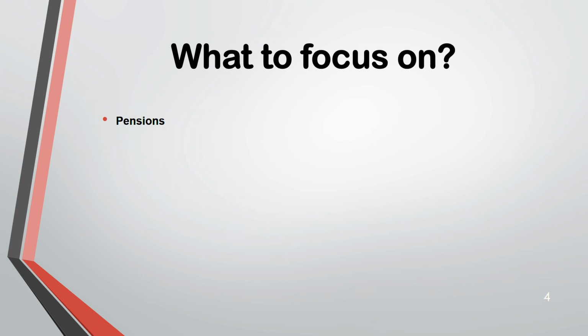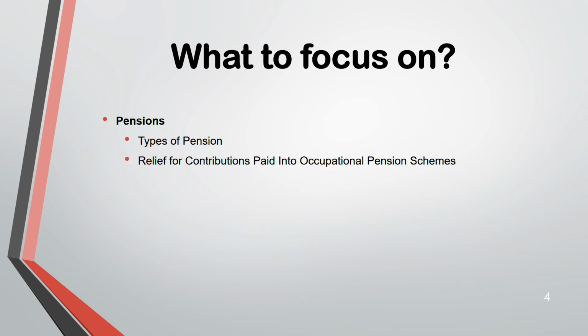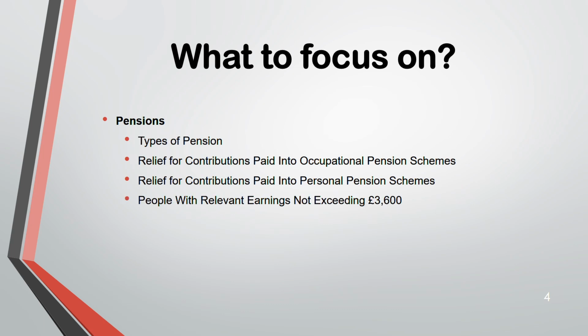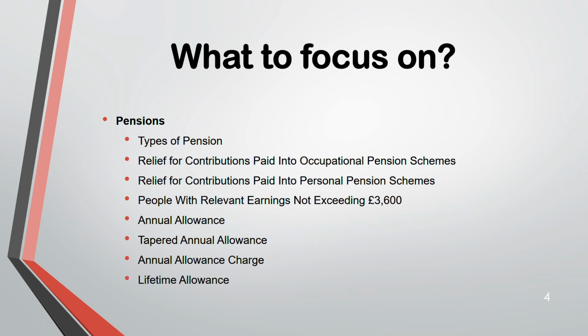Then pension. Various types of pension. There are two types of pension: occupational and personal. What are the reliefs when you are paying into an occupational pension scheme, and relief for contributions into a personal pension scheme? And people with earnings not exceeding 3,600. Then annual allowance, then tapered annual allowance, annual allowance charge, lifetime allowance. All this we are going to cover under pension.